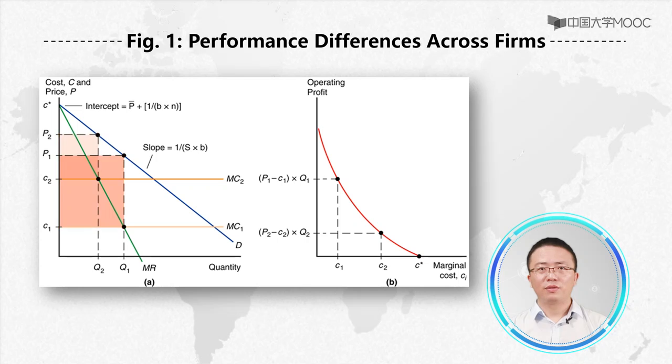The shaded areas represent operating profits for both firms before the fixed cost is deducted. From panel A of figure 1, we can see that firm 1 earns higher operating profits than firm 2. Here, operating profit is a function of one firm's marginal cost, c_i, that is, operating profit equals the difference of P and c_i times Q. Operating profits decrease as the marginal cost increases. Any firm with marginal cost above c star cannot operate profitably and shuts down.